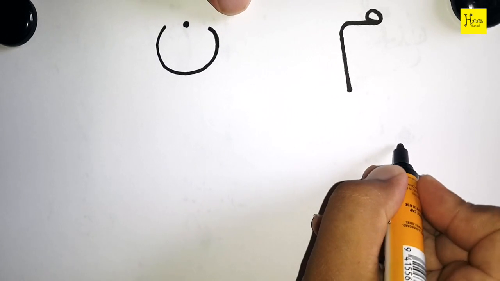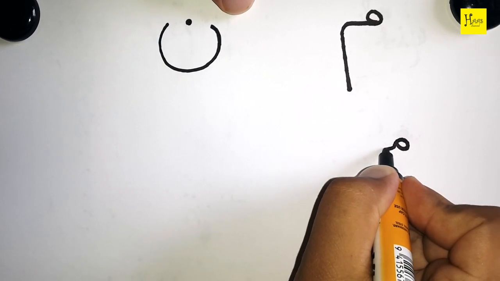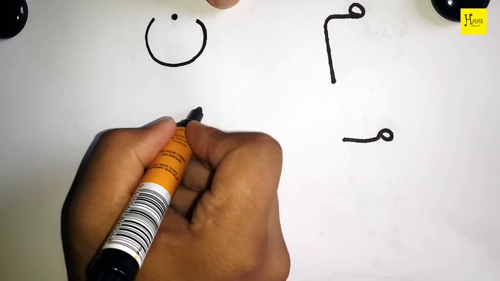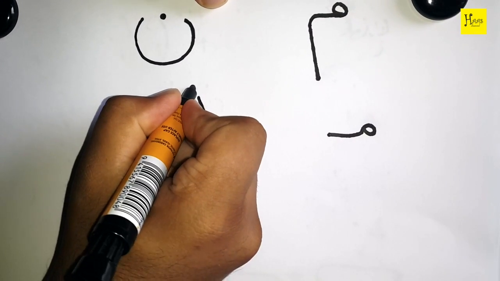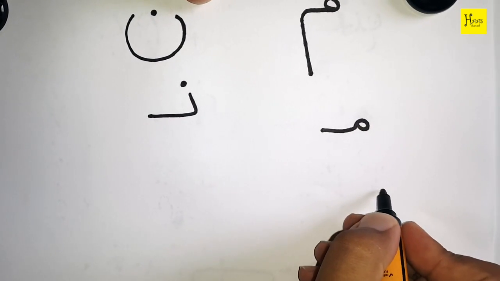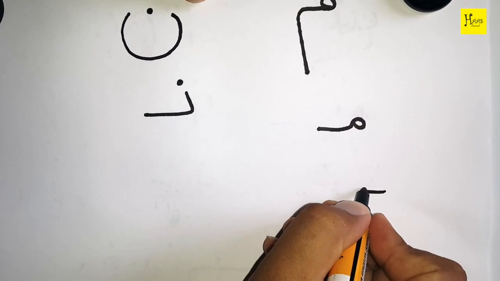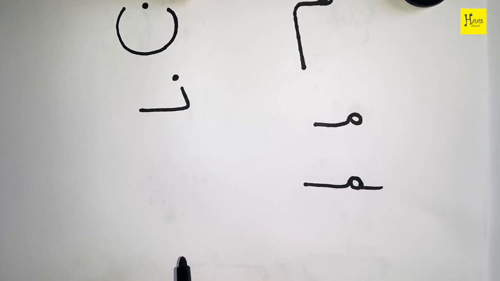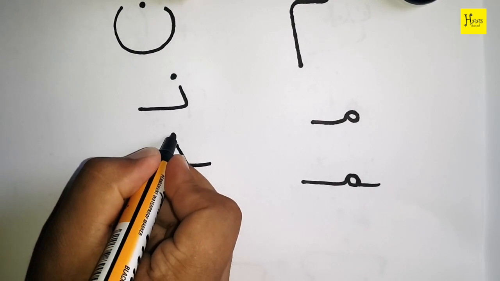The initial position for mim, again, that circle, we go like that. Mim. Okay. For noon, okay. Now the medial position for mim, we start with the connection line, and then again. And for noon, connection line, then noon.